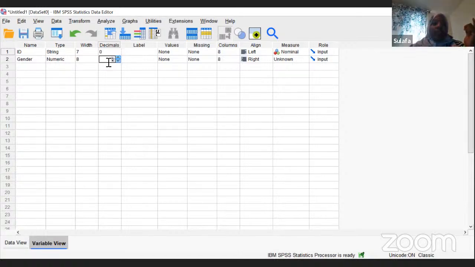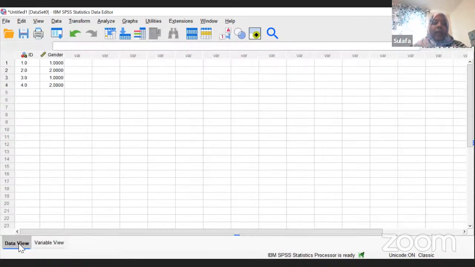So here in the gender, because I didn't change it to string, we can play around. If I add some decimals and go to see what happened, you can see now after the 1 or the 2, which SPSS thinks is a number, it adds 4 zeros because you told SPSS, hey, I need 4 numbers after the decimal.